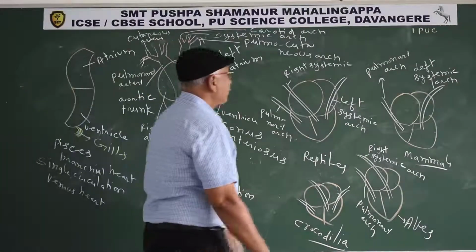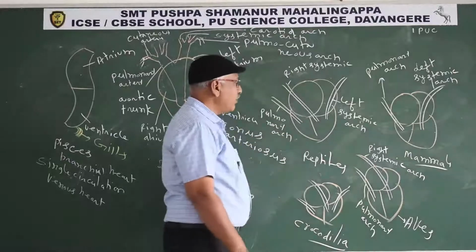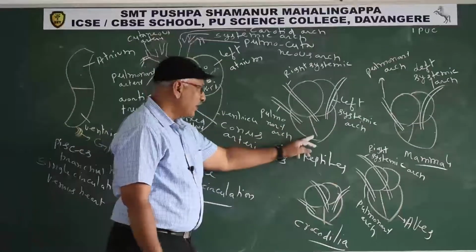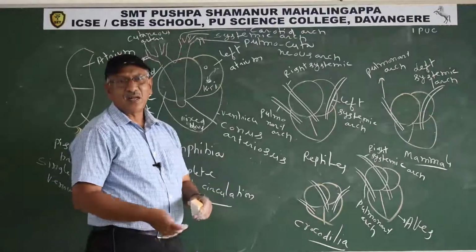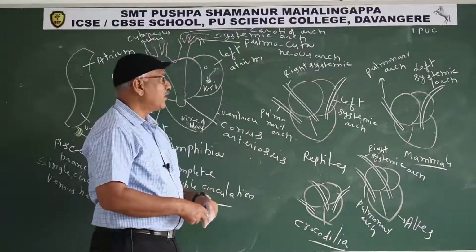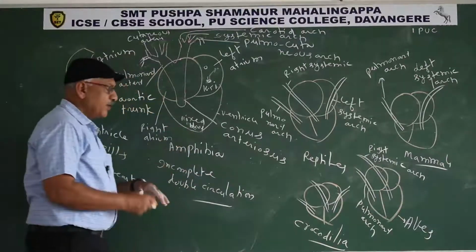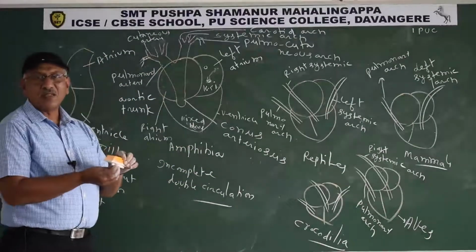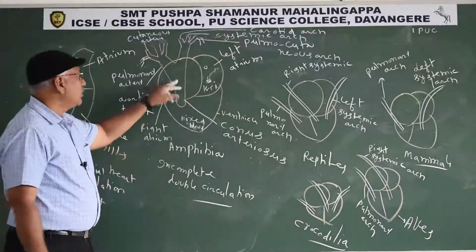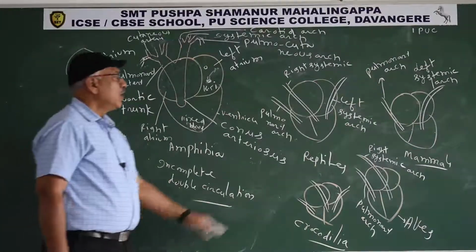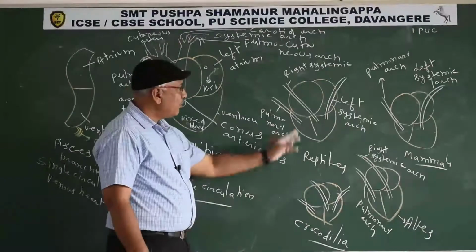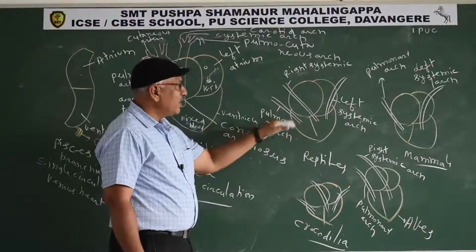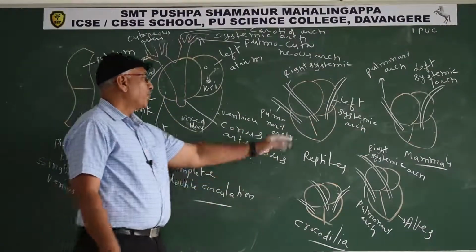Next one, reptiles. In reptiles also three-chambered heart. Ventricle is incompletely divided into two chambers. Additional chamber is absent on the ventral surface of heart. In amphibia, the additional chamber present on the ventral surface of the heart is conus arteriosus. In reptiles this additional chamber is absent. Due to absence of additional chamber, three arches directly arise from the ventricle.